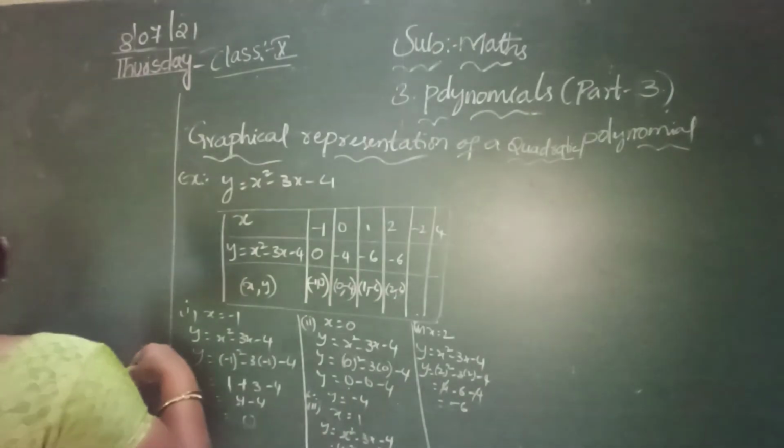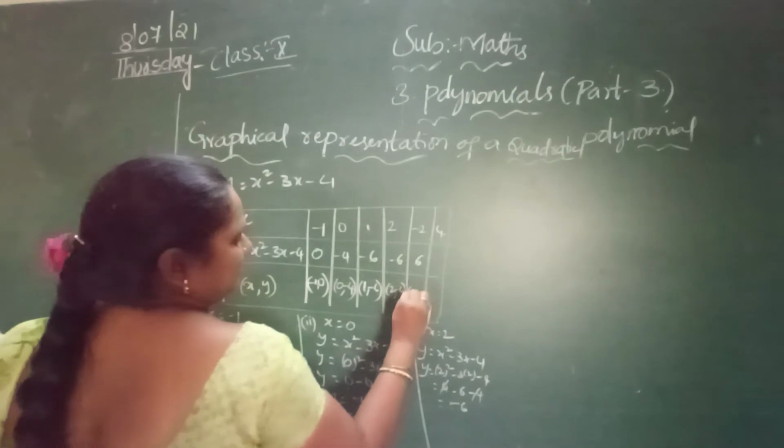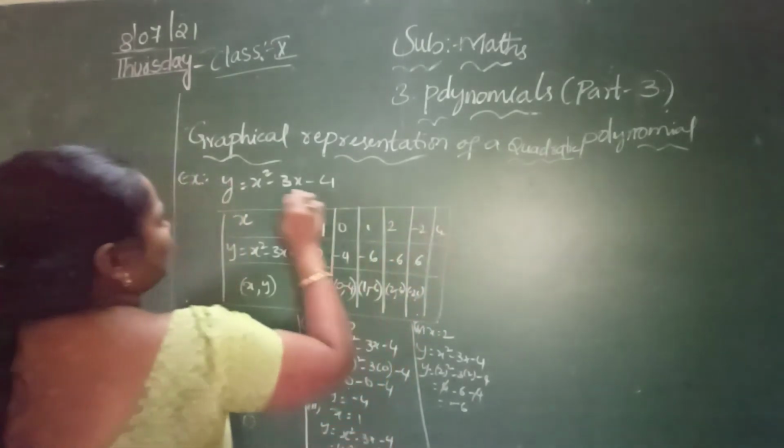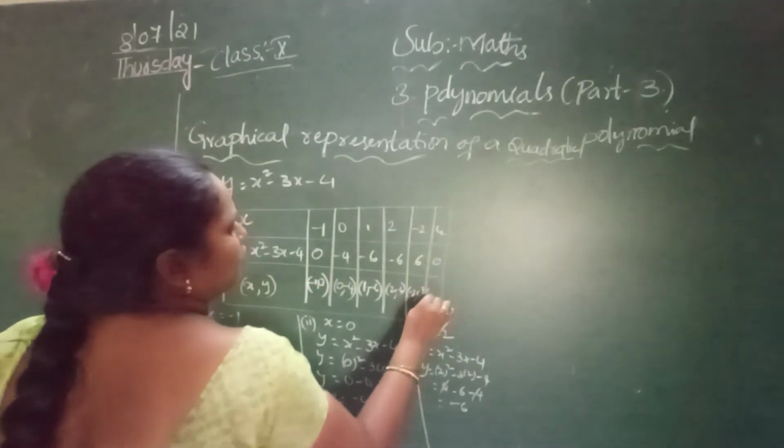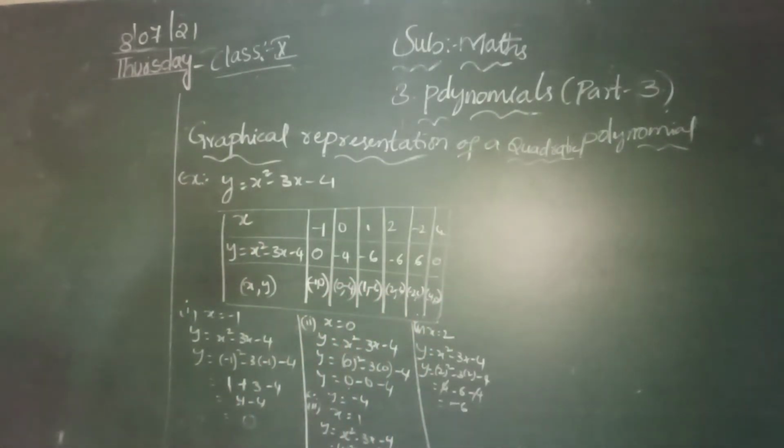In the same way, take minus 2. Minus 2 means you will get 6. So minus 2 comma 6. Substitute 4, you will get 0. So 4 comma 0. These are the x comma y coordinates.